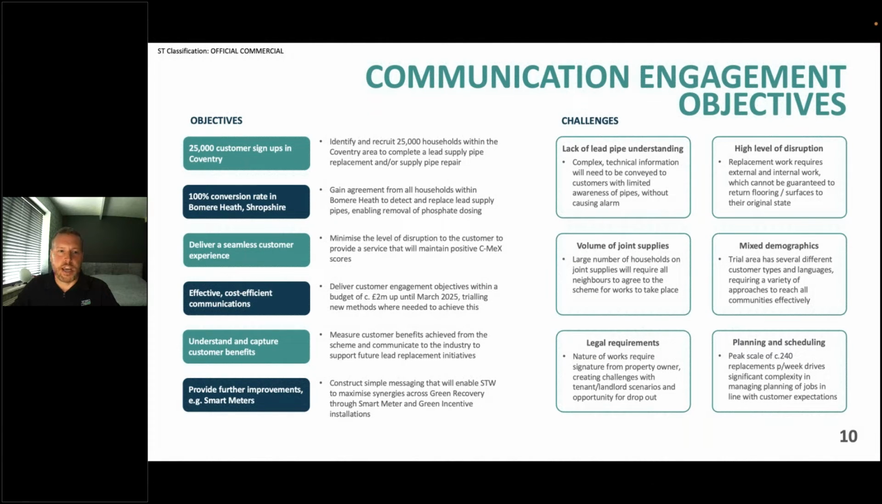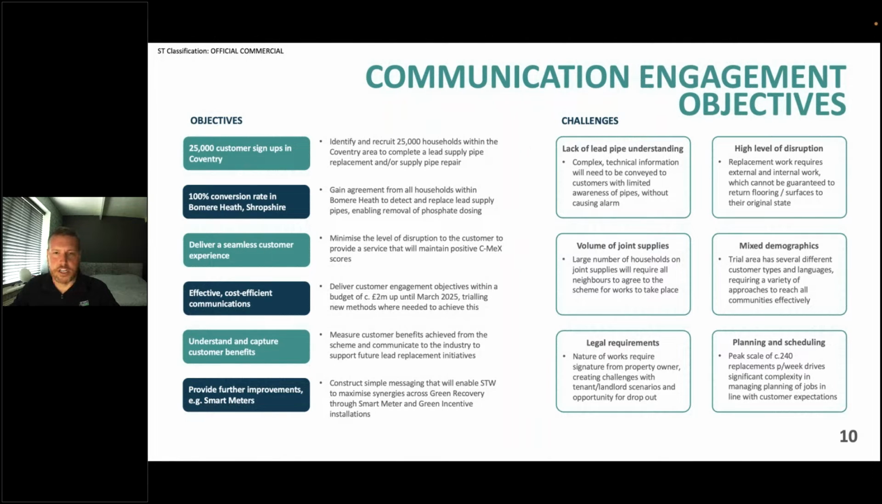It also only makes cost-effective sense to do it in blocks, so we want to do roads at a time. We don't want to go in and out of roads doing two or three, going somewhere else, coming back again, as we're putting up traffic management, things like that, and having to pay the council fees. We want to do it as cost effectively and quickly as possible, and with as little disruption to the customer. There's also very mixed demographics within the area we're looking at.